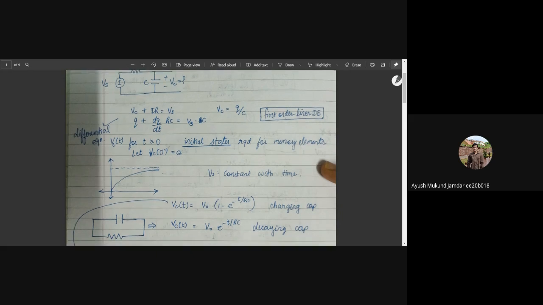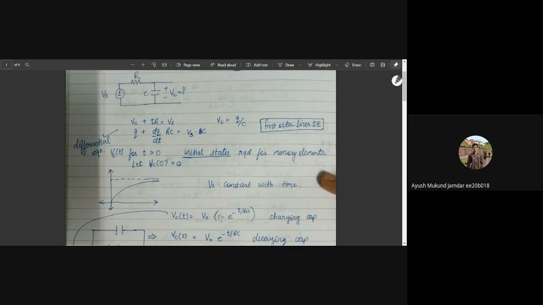Let's say if Vc of 0 was 0, that is the capacitor was initially uncharged. So this will give a solution, that is Vc of t is equal to V naught times 1 minus e power minus t by RC. That is a charging capacitor. That is when t tends to infinity, the potential difference developed across it will be V naught. Thus, at t equals 0, there is no potential difference across.